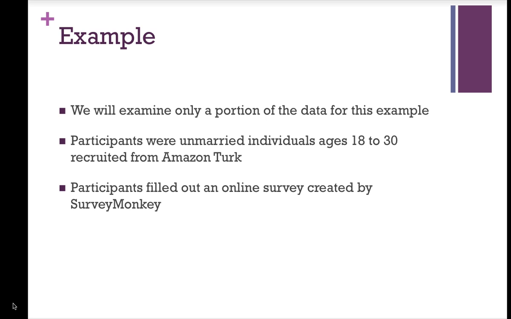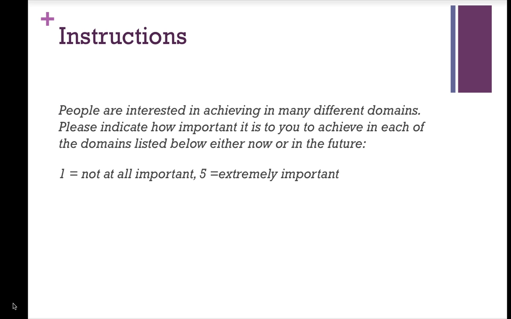So I'm only looking at a very small portion of the data here for this example, but I just wanted to give you some background on where these items came from. The participants in the study were unmarried individuals ages 18 to 30 who were recruited from a service that Amazon has called Amazon Turk. So they filled this out online. It was created by SurveyMonkey, and they were paid a small amount of money to do this.